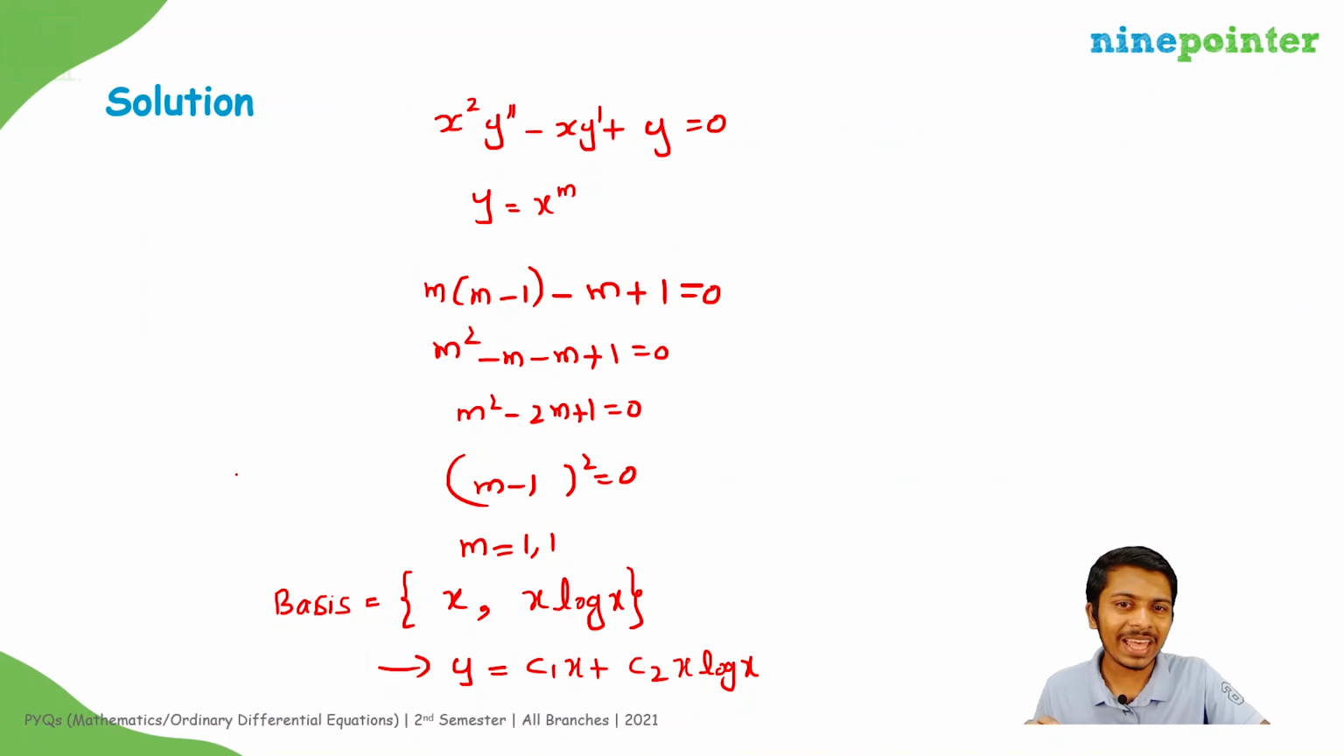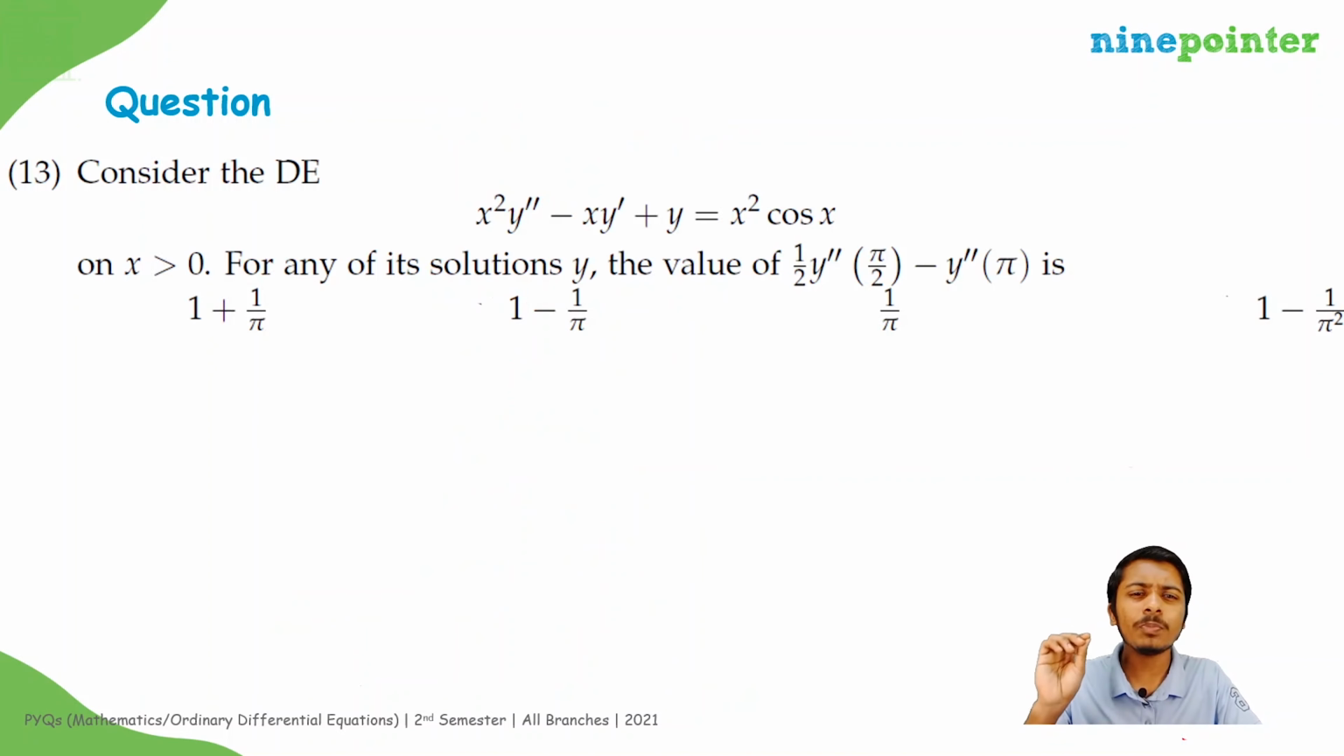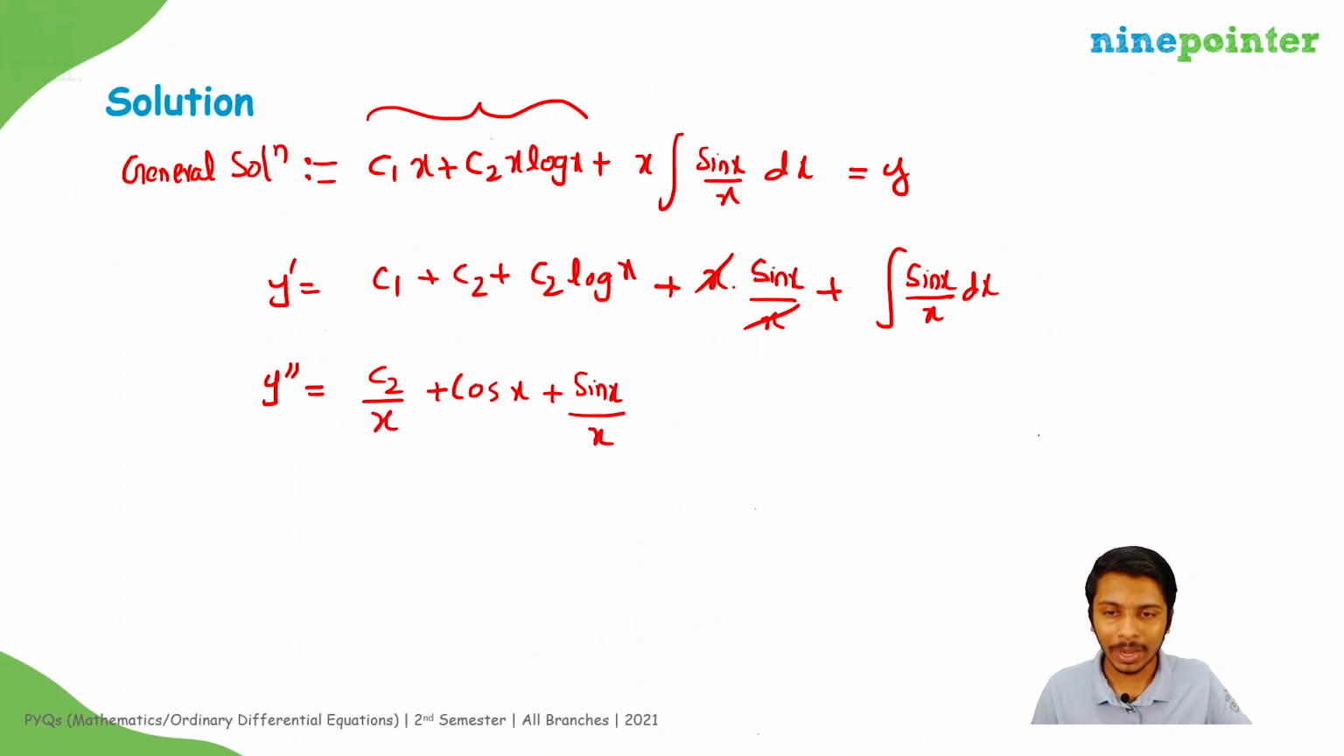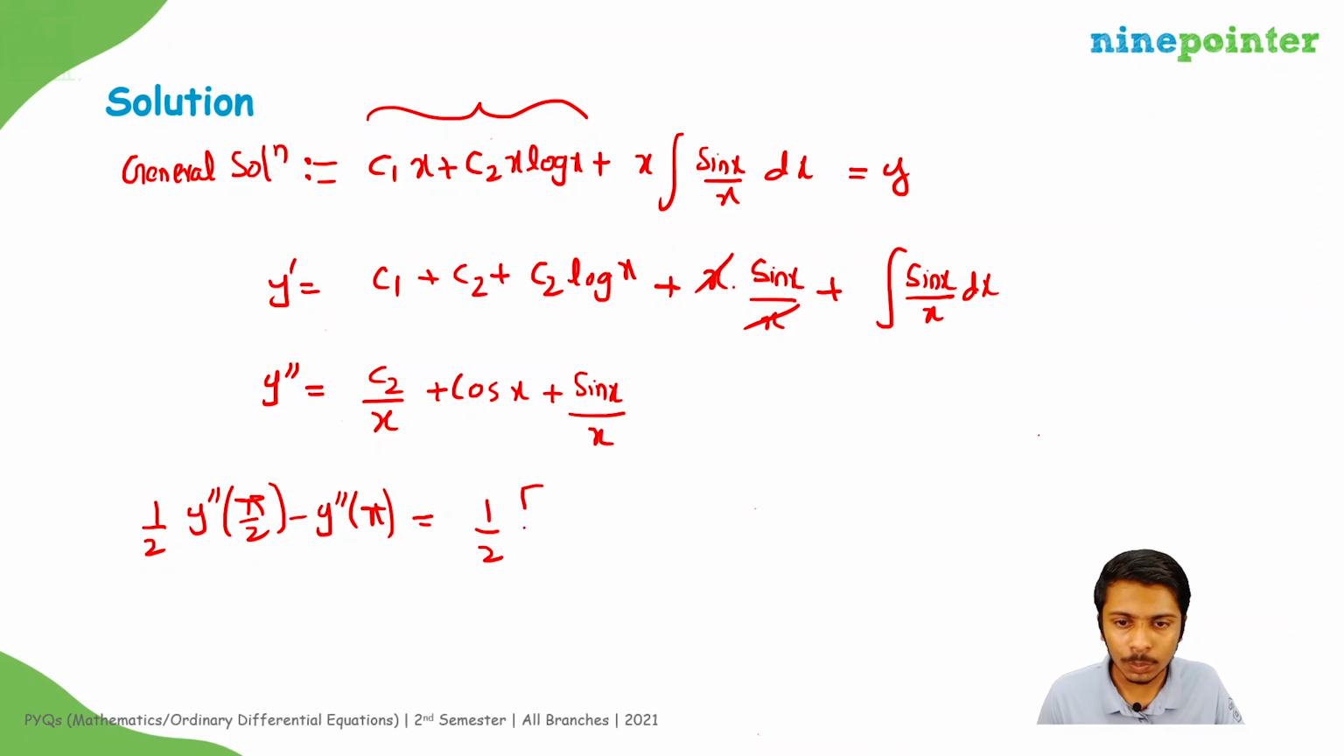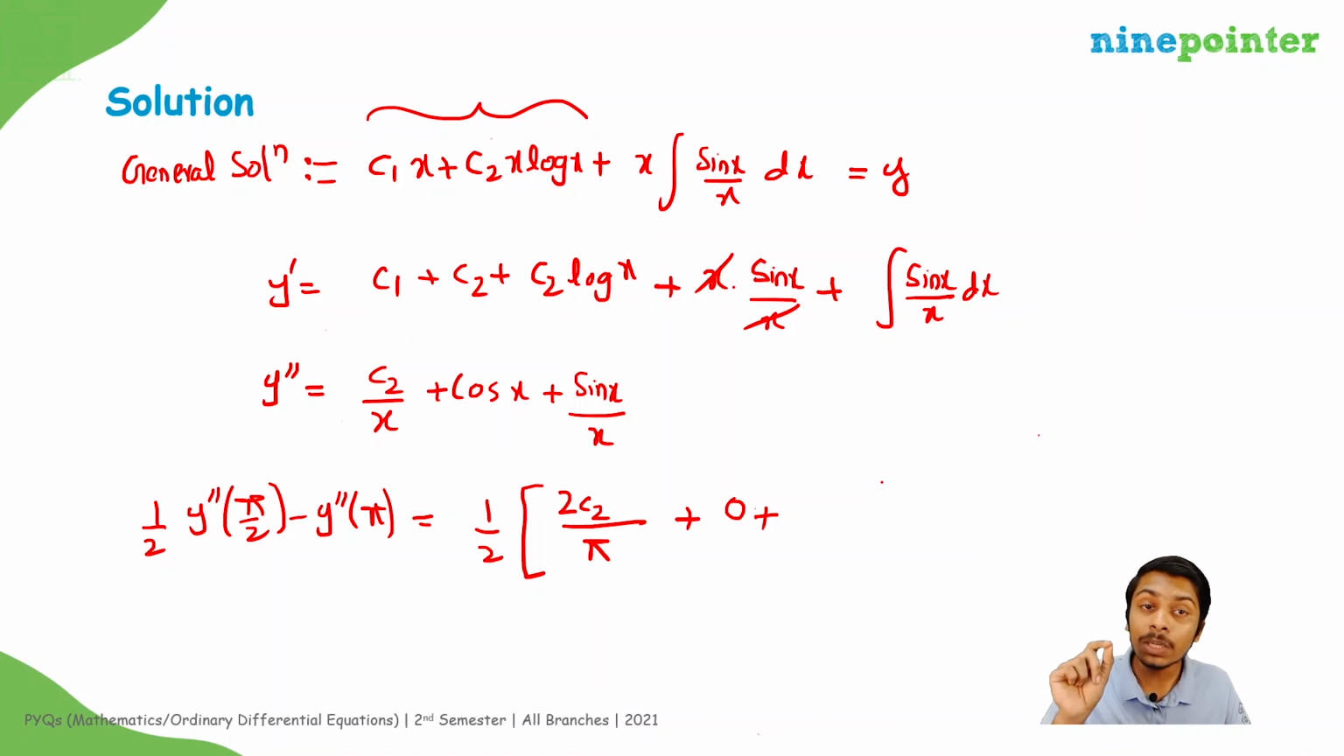Now what's the exact function which we have to evaluate? Half into y double prime of pi by 2 minus y double prime of pi. Let me evaluate that. This is equal to half into, what is y double prime of pi by 2? Let me substitute pi by 2 in place of x. So I have c2 divided by pi by 2, so pi will remain in the denominator, but 2 will go to the numerator. So I have 2 c2 by pi plus cos of pi by 2, cos 90, which is 0. Plus I will have sin pi by 2 by pi by 2.